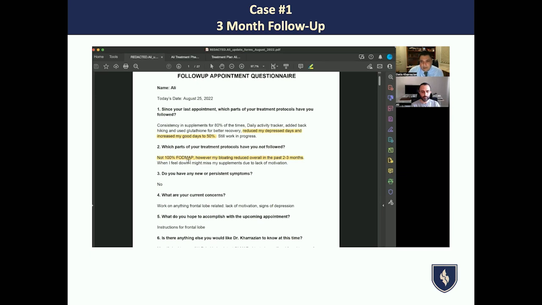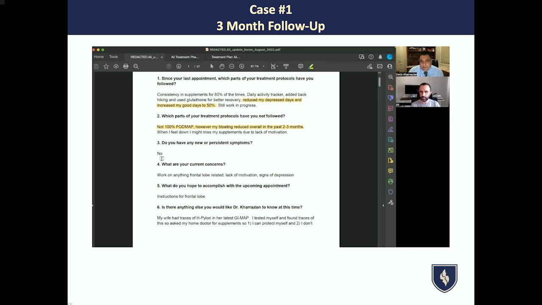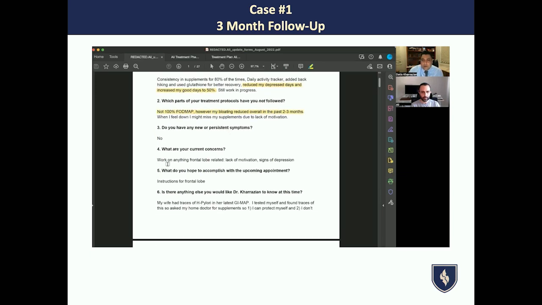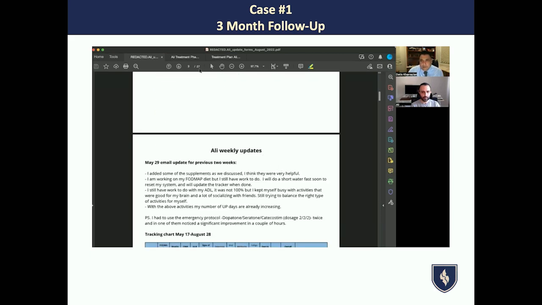Okay. Do you have any new symptoms? Perfect. No symptoms that are new. Working on frontal lobe related lack of motivation, signs of depression, and then what do you hope to accomplish? Instructions for your frontal lobe. So when you look at your frontal lobe, let me show you something.